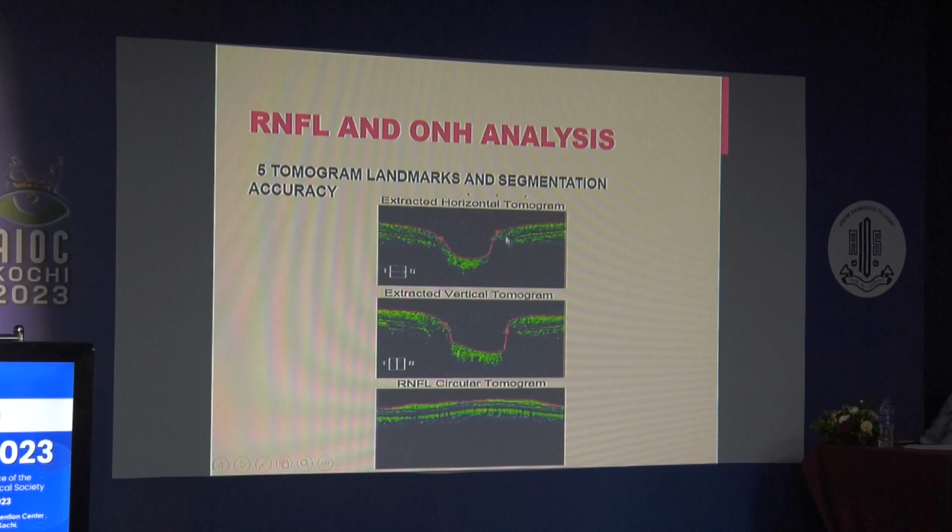And the red one is the least distance from this, and in certain conditions in poor scans it may not be at the right place, so you have to manually check this before proceeding ahead. And similarly for the RNFL, there is segmentation here, so you have to check whether the segmentation is proper or not.